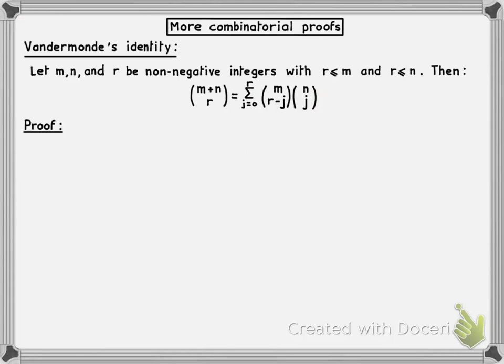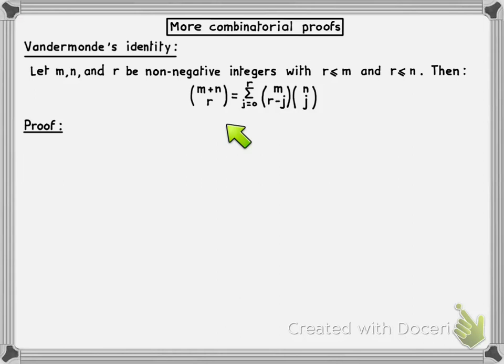So I want you to go ahead, pause the video, and find a combinatorial proof of this identity. Then come back and check your answer with me. Okay, so let me give you my proof so that you can check or compare your proof against mine.